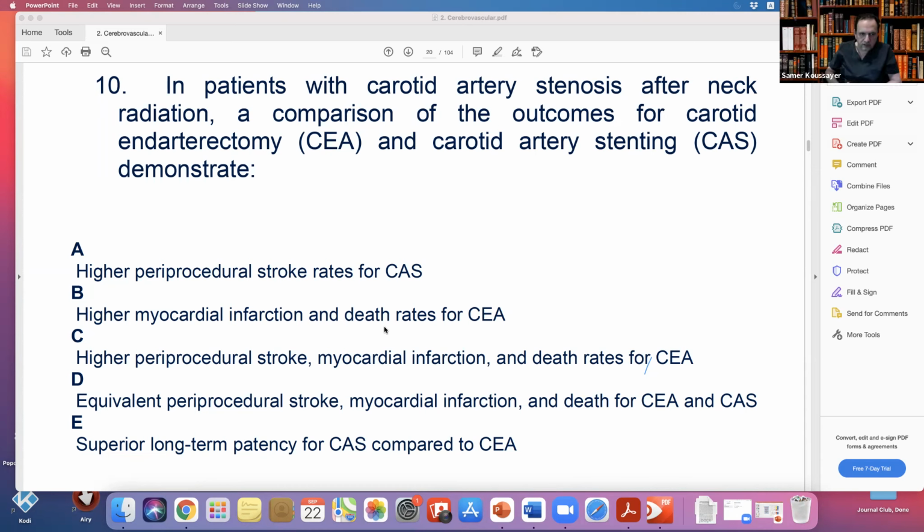It's no different. The only difference, as you said, is nerve damage. There's no difference in MI, stroke, and death between both carotid endarterectomy and stent. So the only reason we stent in radiation patients is not because we decrease MI, death, or stroke, but because we don't want to cause nerve damage, since there's a high chance of it.